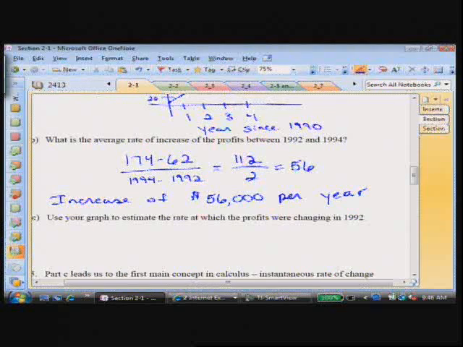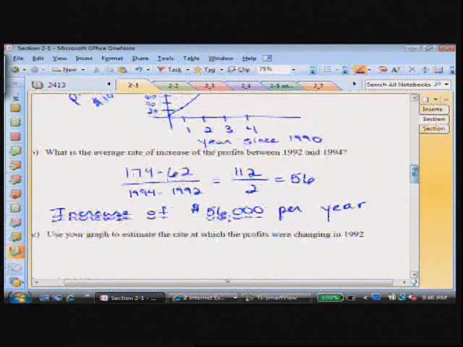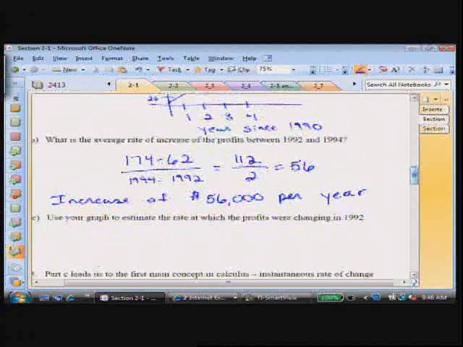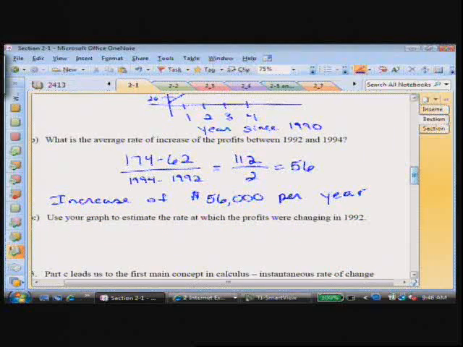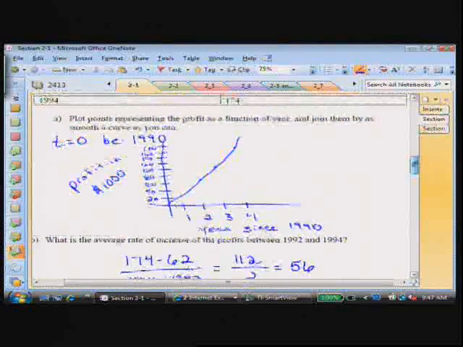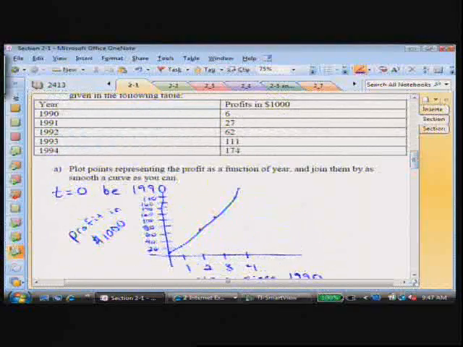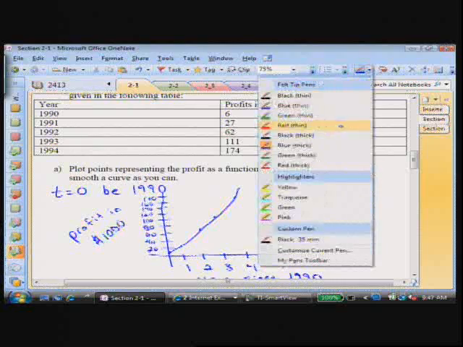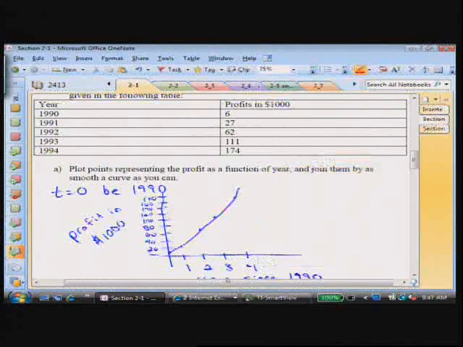All right, it says use your graph to estimate the rate at which the profits were changing in 1992. Okay, and so what you would do if you wanted to know at the moment of 1992, you would want to go on either side of 1992 and make an estimate. So you could just look at the rate of change between 1991 and 1993. There's kind of lots of ways that you could approach this.